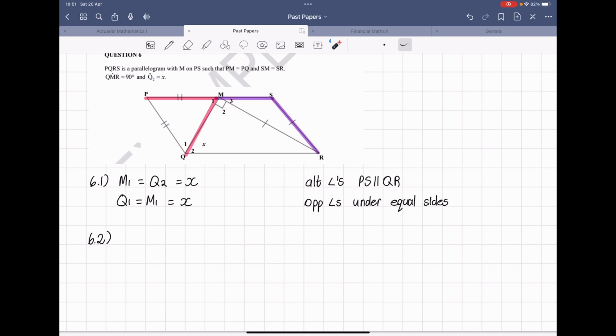And I know from my parallelogram PQRS that the opposite angles of a parallelogram are equal. And I've just found out Q1 in terms of X. I was told that Q2 is X. So I know that if I add Q1 and Q2 together, that's going to be the same as this whole angle S. And then because of the opposite angles under equal sides, I know that angle S is equal to angle M3. So I'll start by saying that angle S is equal to angle Q1 plus angle Q2, and that's equal to x plus x, which is 2x. And the reason is opposite angles of a parallelogram.